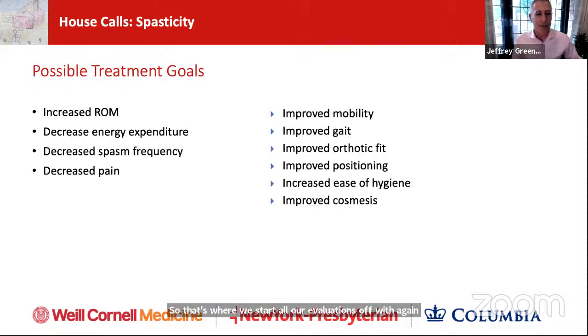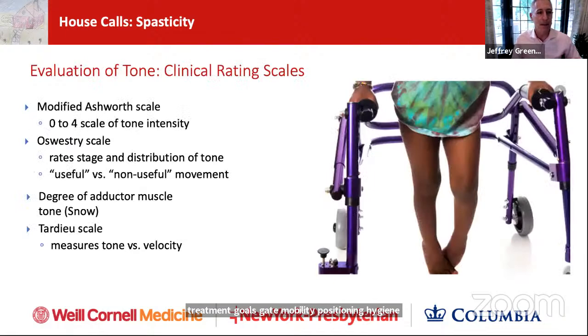Again, these are some of the things that we talked about, just in a different way, looking at the treatment goals: gait, mobility, positioning, hygiene, and cosmesis, all really important. To get into how we evaluate the patients and how physicians talk amongst one another when we're describing kids with CP, a lot of rating scales have been developed.